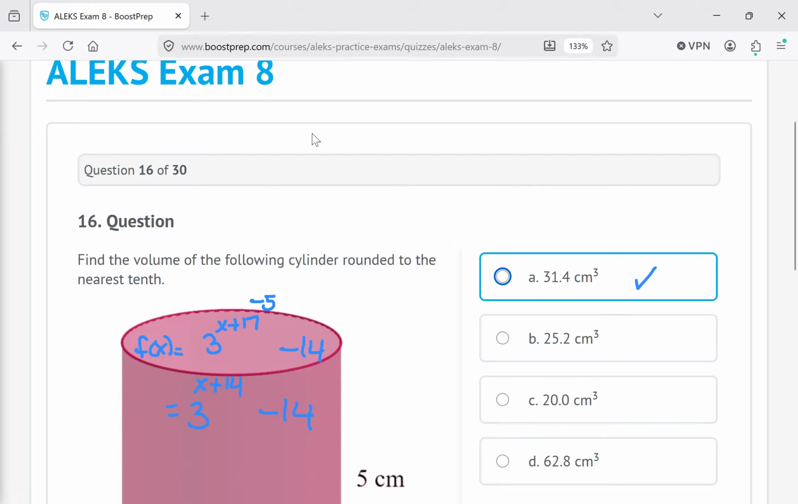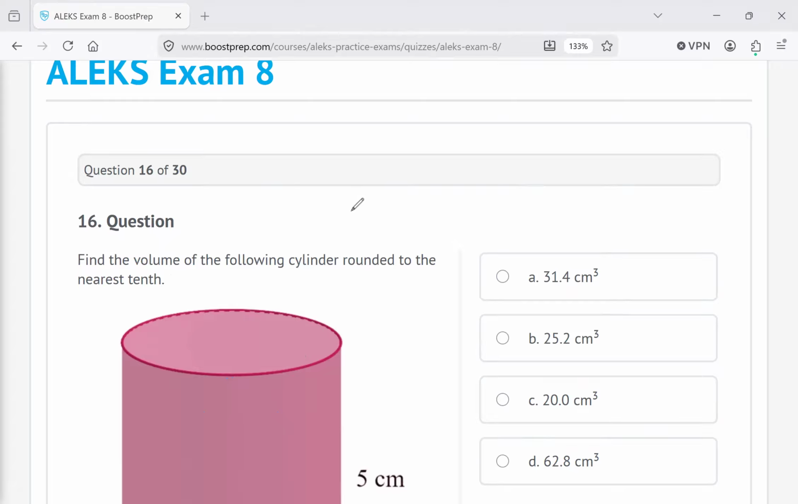Okay, question 16. Find the volume of the following cylinder. So the volume of the cylinder is pi r squared times h. There you go.